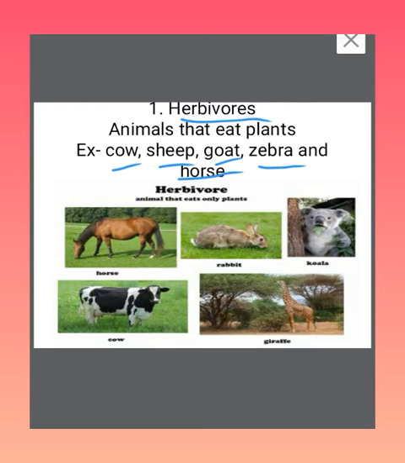Now, these animals basically have sharp front teeth to cut or bite the plants, as well as large flat back teeth to grind the food. So this is a quality of those animals which eat only plants.